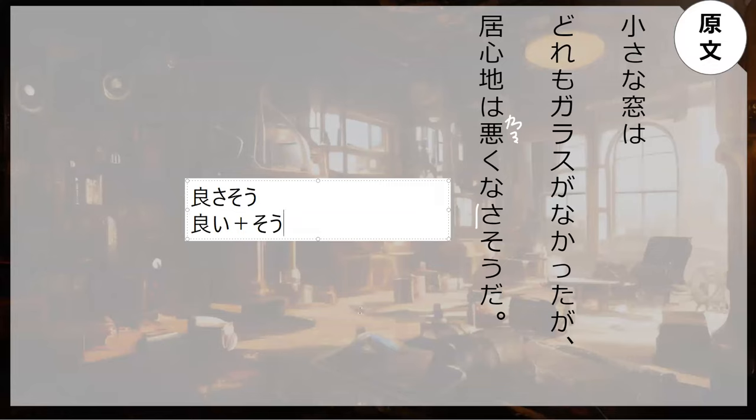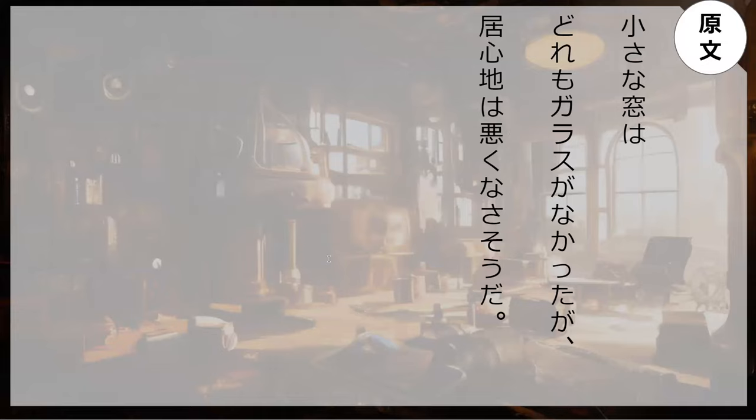So, the small window, chiisana mado wa, dore mo, garasu ga. Dore, it's from somewhere. Kind of. You're thinking about doko, which is a location word, versus dore, sore, and kore, which are this and that. Dore is the question word, which? So question word plus mo is something like all. In this case, doremo, I would say it as all of these.